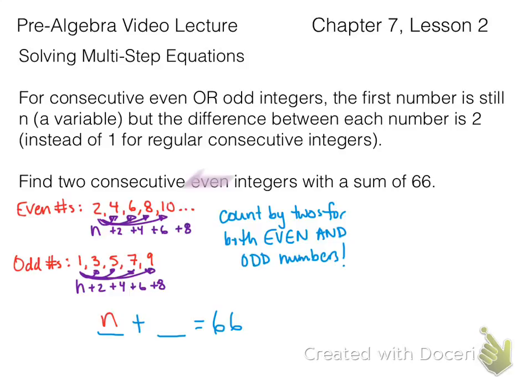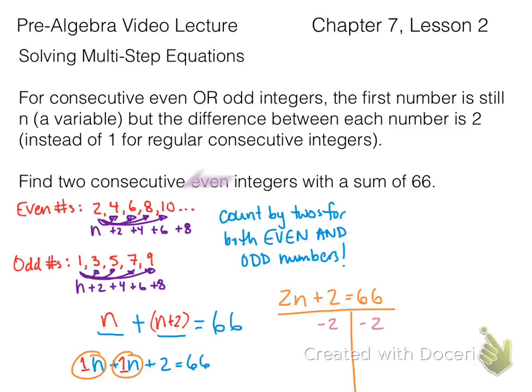But we know that the next even number from where we start is 2 more than where we started. So it's going to be n plus 2. Well, now let's go ahead and combine like terms. We have 2n plus 2 equals 66, and solve for n. We're going to minus 2 on both sides. We're going to divide by 2 on both sides. We're going to get n equals 32.